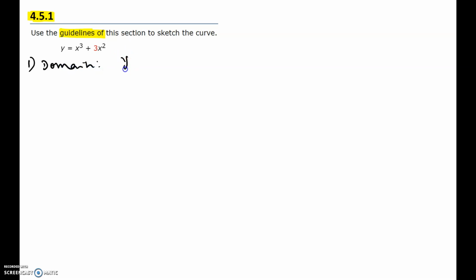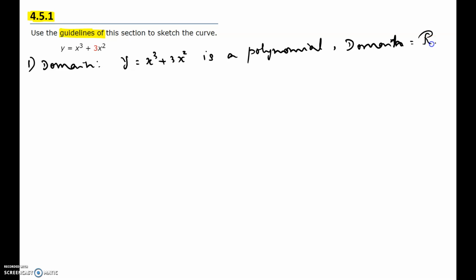So y equal to x cube plus 3x square is a polynomial. Being a polynomial, the domain is going to be all real numbers. So domain is all real numbers. You can write this in the interval form negative infinity through positive infinity.